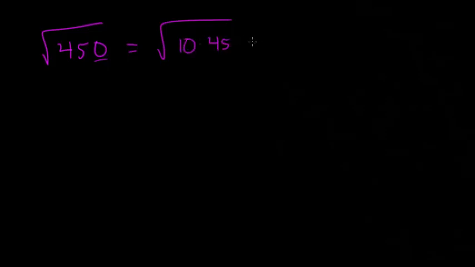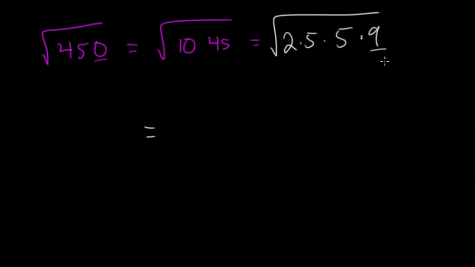Let's say we have the square root of 450. And with this one, since it ends in a 0, let's just do 10 times 45. And we can split it up from here. So 10 we know is just 5 times 2. So I'll write 2 times 5. And then 45 is 5 times 9. And then from here, the 9 you can take a square root of, and if we paired the 5's together, you can take a square root of that.